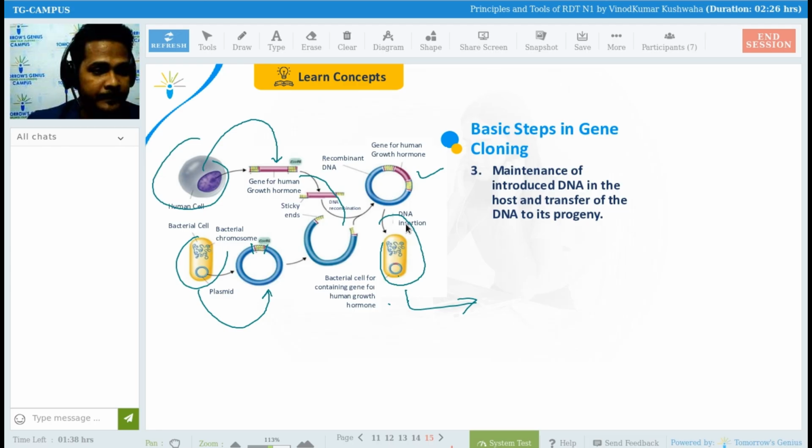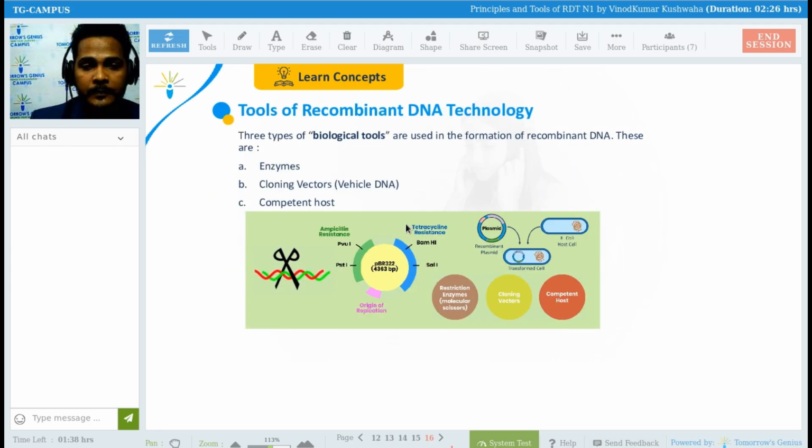Are you getting my point? Yes? Okay. Now, there are a total of 3 steps in gene cloning.